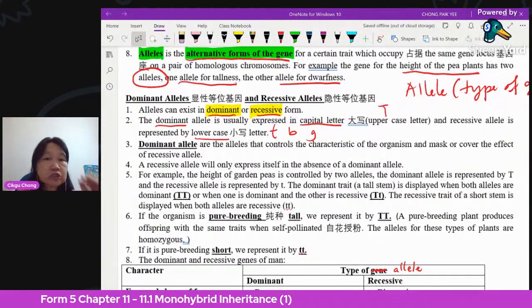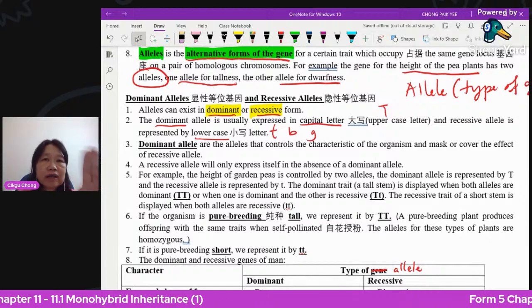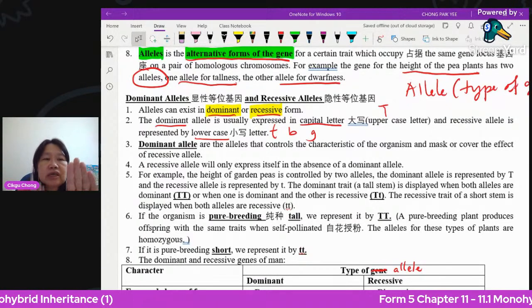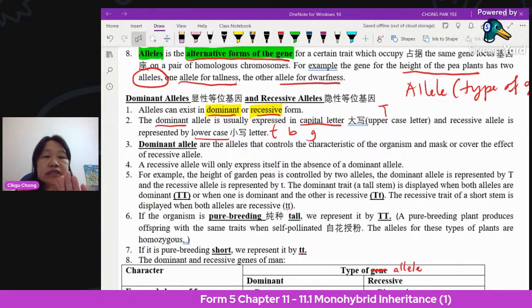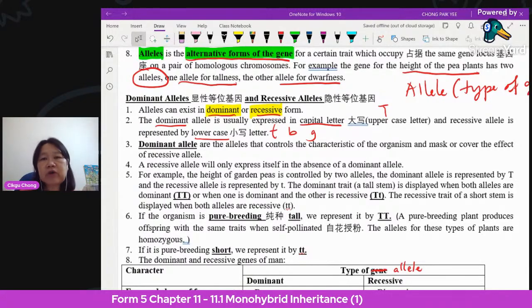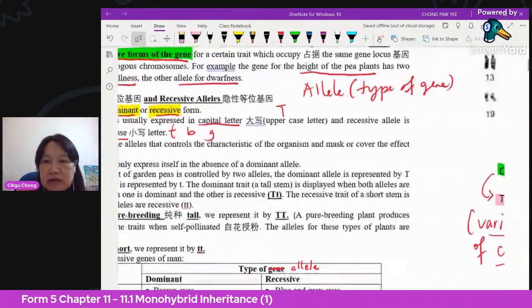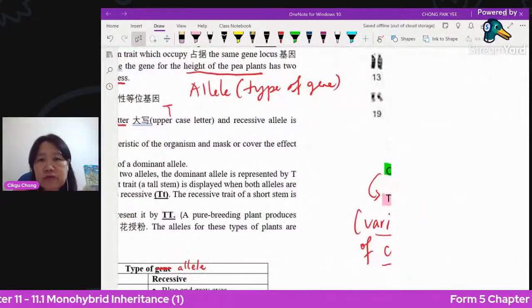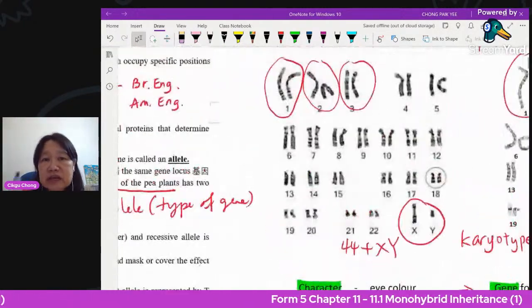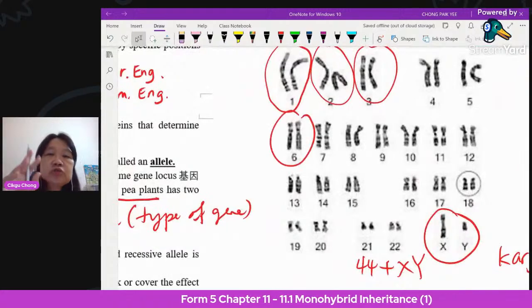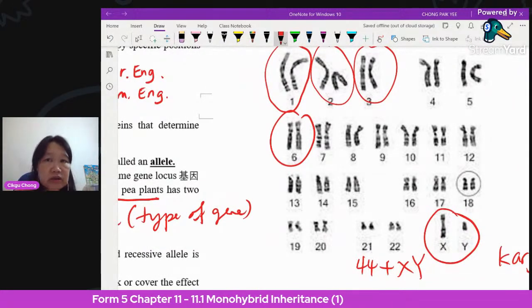Now, a dominant allele is so strong that if you have one dominant allele alone, it is enough to show the characteristic. That is enough to show the trait. For example, if I only have, let's say, one, but it's not possible to have one. Every organism must have two, isn't it? Remember, I told you, you have at least two of each one. One comes from the father, one comes from the mother.